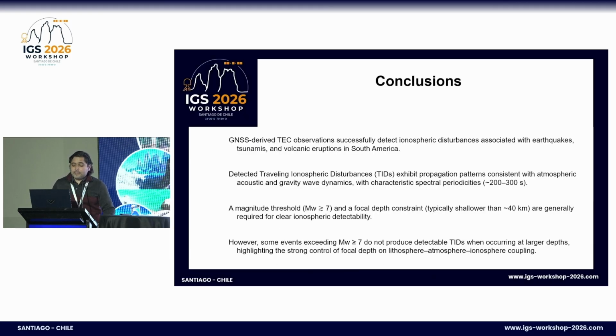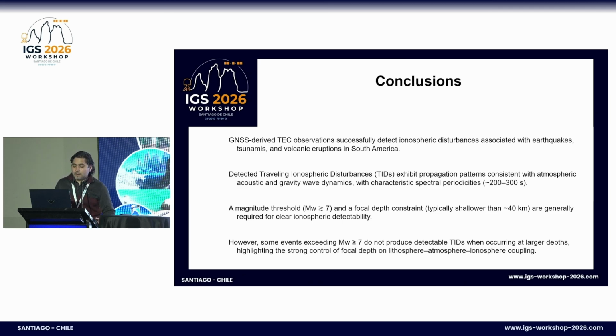Then, GNSS-derived TEC observations successfully detect ionospheric disturbances associated with earthquakes, tsunami, and volcanic eruptions in South America in the near field. Detected traveling ionospheric disturbances, or TIDs, exhibit propagation patterns consistent with atmospheric acoustic gravity wave dynamics, with characteristic spectral periodicity and velocities. A magnitude threshold, magnitude greater than 7, and a focal depth constraint, typically shallower than 40 kilometers, are generally required for clear ionospheric detection in South America.